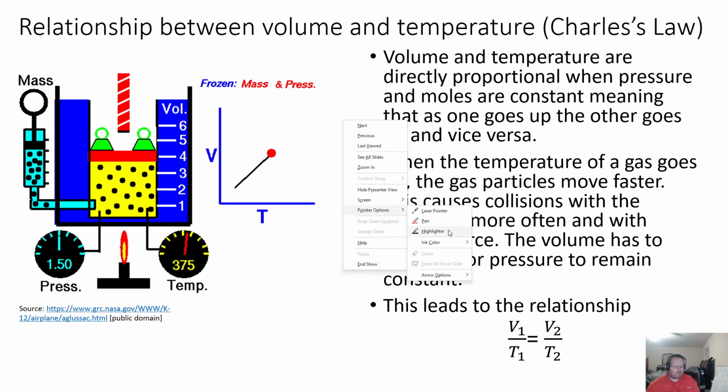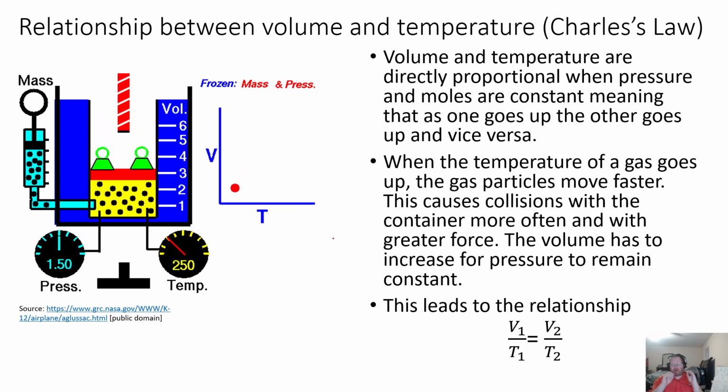So our pictorial representation of how this would work would be if you were to increase the temperature. So for example, applying a flame at the bottom of this, it causes the volume to increase because it has the same mass on top. So the pressure needs to stay the same.